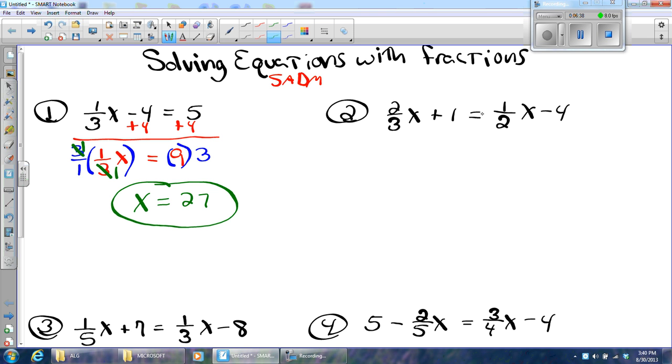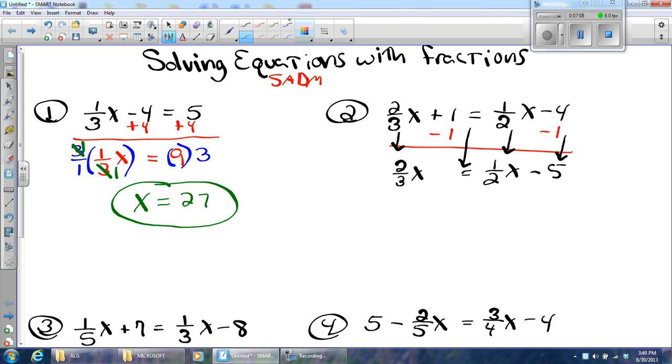It gets even simpler. Look at this problem here. First thing I'm going to do is I'm going to take the 1 away. It's going to leave me with 2/3 x equal to 1/2 x minus 5. Now, notice how lined up everything is. I've got equal sign under equal sign, x term under x term, x term under x term, constants under constants.